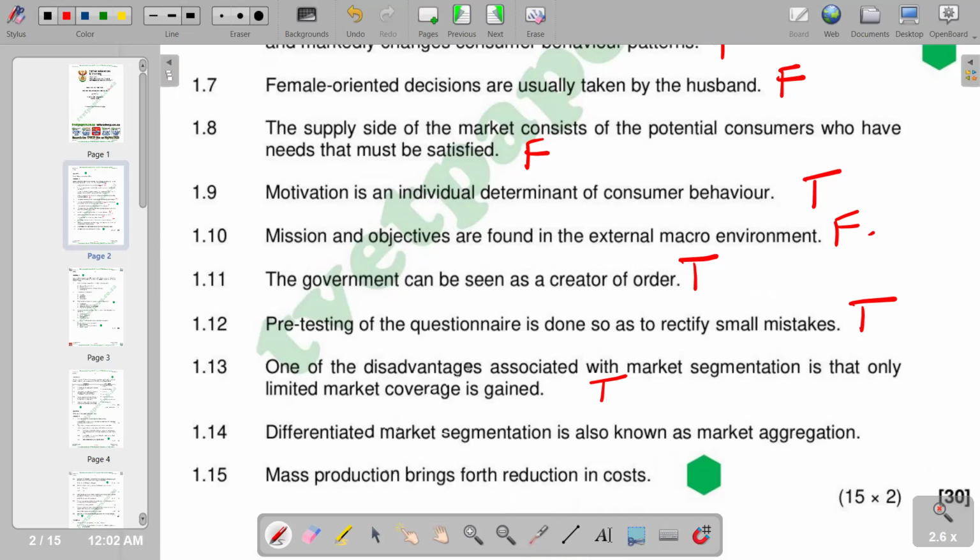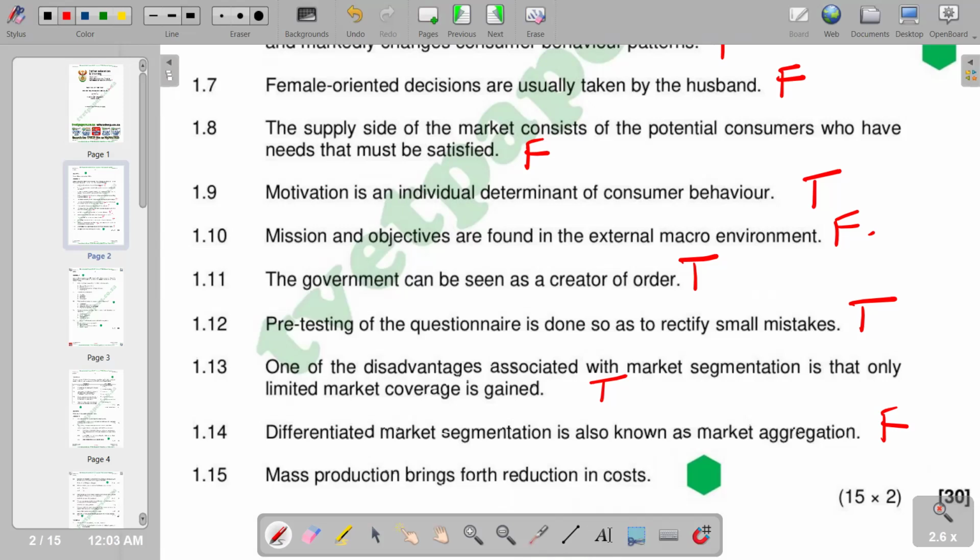Remember, market aggregation is a marketing strategy where a business treats the whole market as a single homogeneous group. So that makes our number 14 false. Then number 15, mass production brings forth a reduction in costs, which is true.